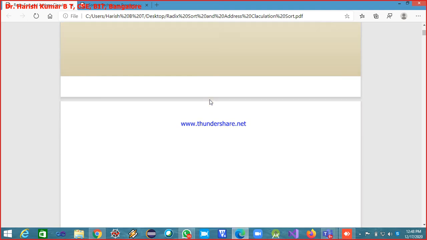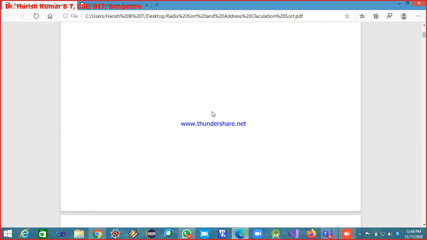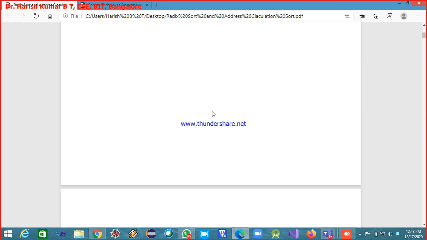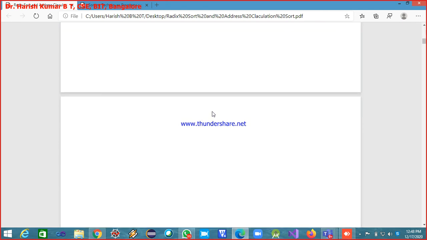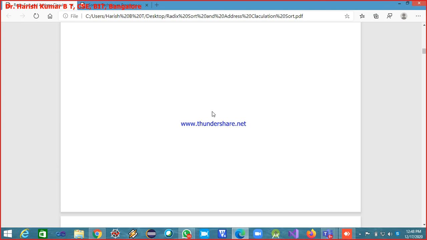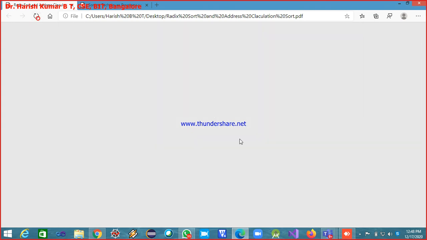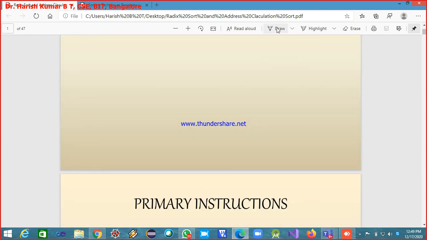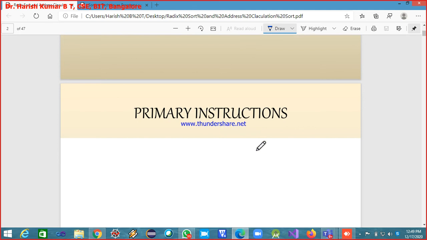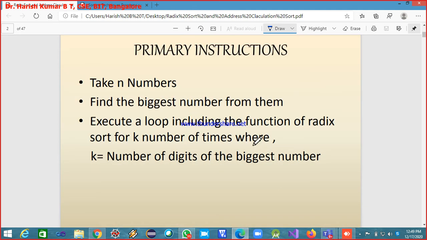So this is another sorting technique. Let me refresh it. Okay, now I got it. So one more is the Radix Sort.